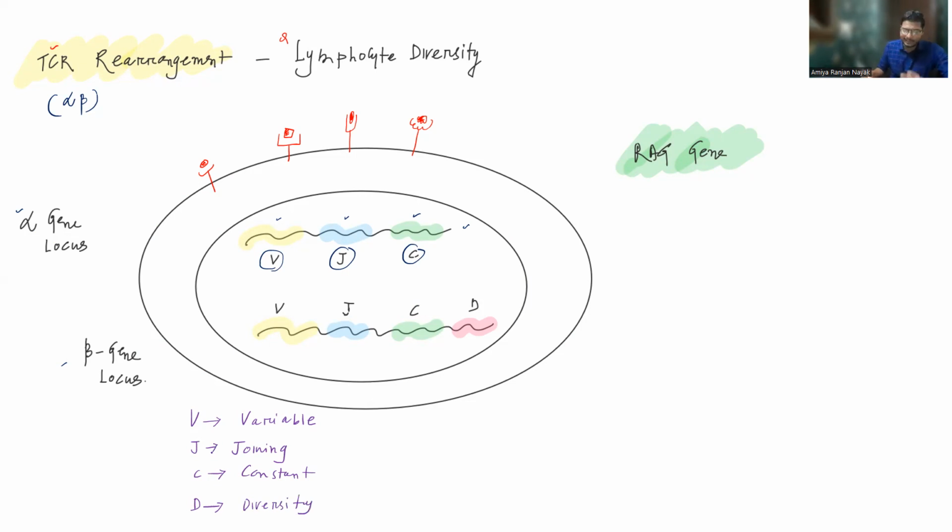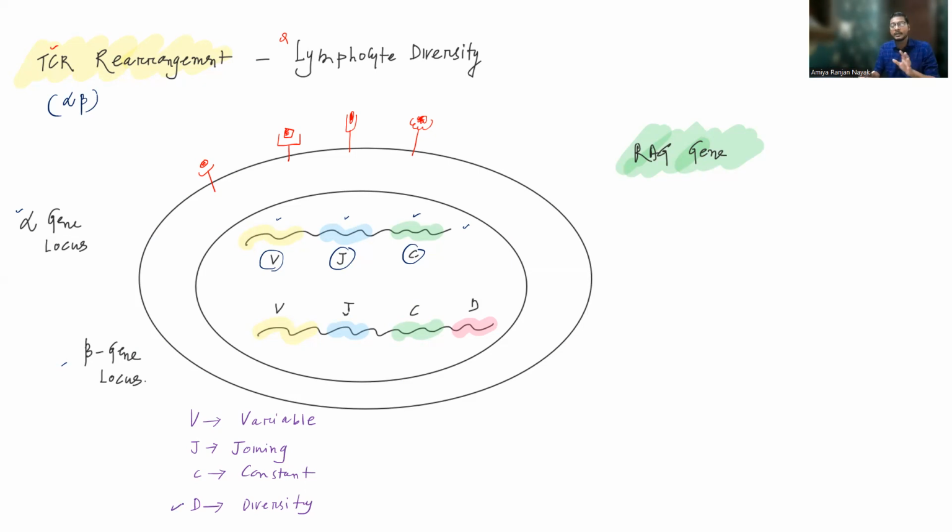So the alpha gene locus will have multiple gene clusters or multiple DNA segments. Some of them are variable DNA segments, some are joining DNA segments, and some are constant DNA segments or constant gene clusters. For the beta gene locus, we have V, J, C, and along with that, we also have D, that is diversity gene clusters. So these are the different gene clusters or DNA segments inside the T cell receptor locus.